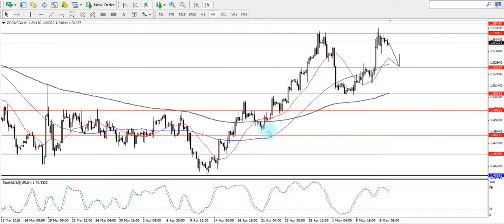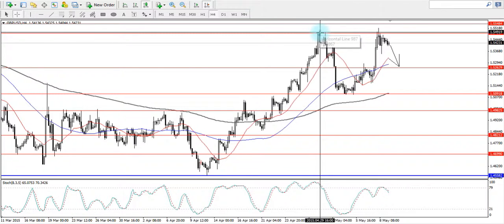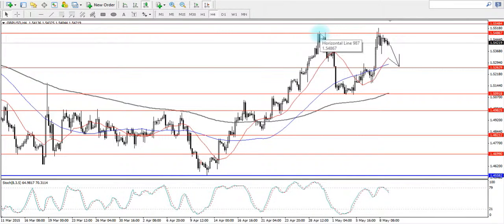And next we have the pound against the US dollar. Price was kind of little changed, but it fell a little bit since it got rejected at the price of 1.5486, the previous high back on the 29th of April. So right here, it is actually forming a double top, and we are expecting price to continue to fall further.